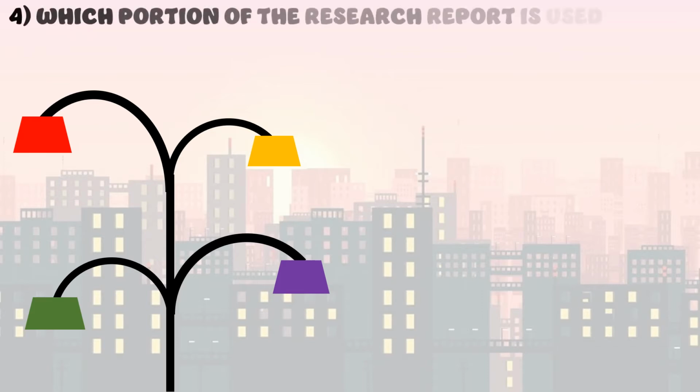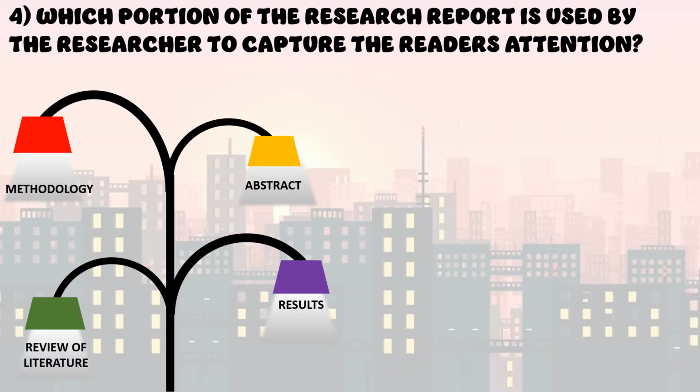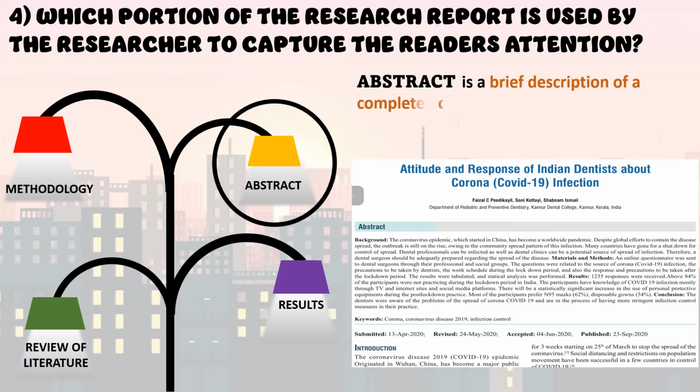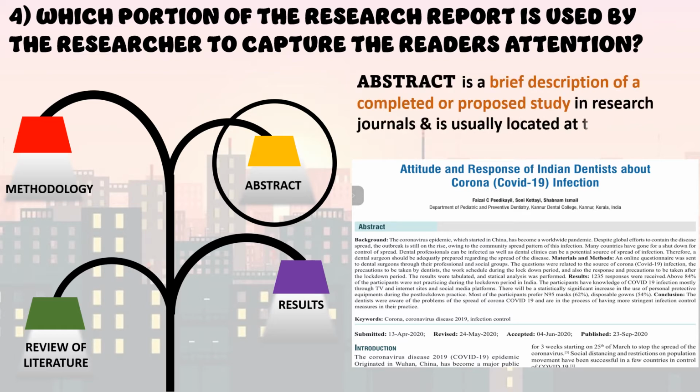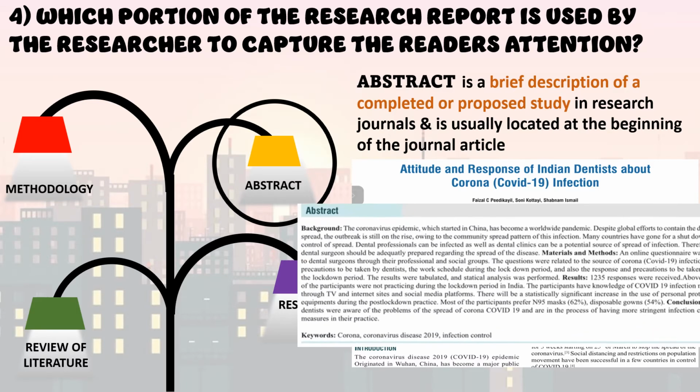Question number 4. Which portion of the research report is used by the researcher to capture the reader's attention? Options are first, methodology, option 2, abstract, option 3, review of literature, and option 4, results. And the correct answer is option 2, abstract. So what is basically abstract? It is a brief description of a completed or proposed study which is given in nursing journals, and it is usually located at the beginning of the journal article. So you can see here the abstract.